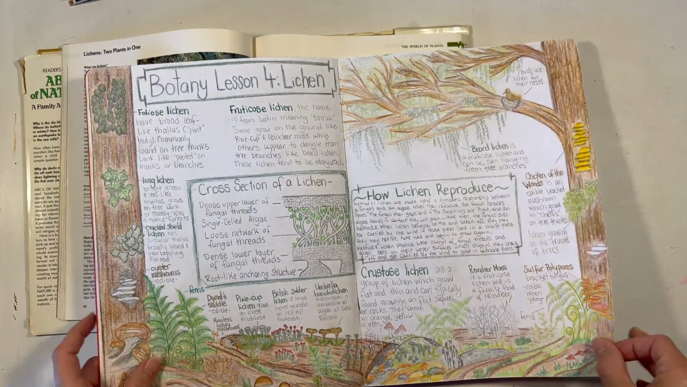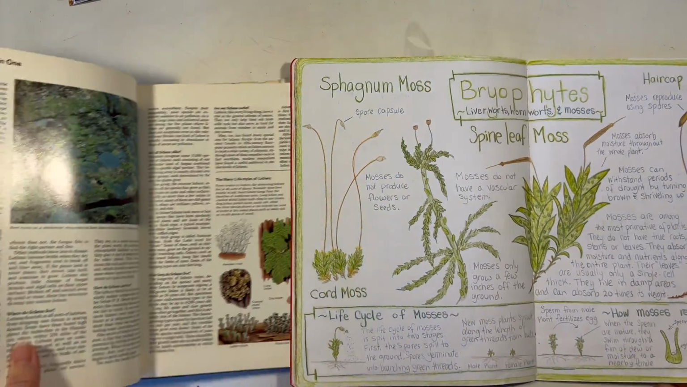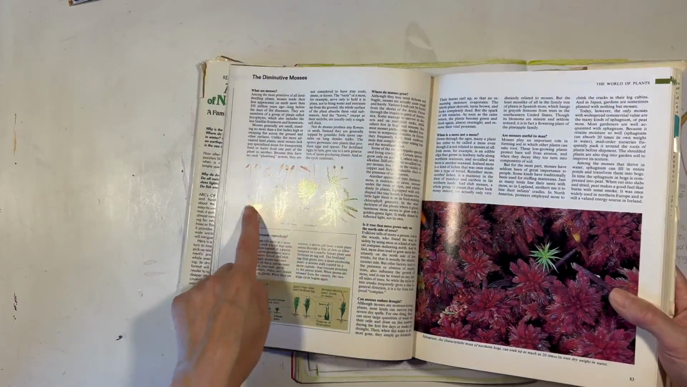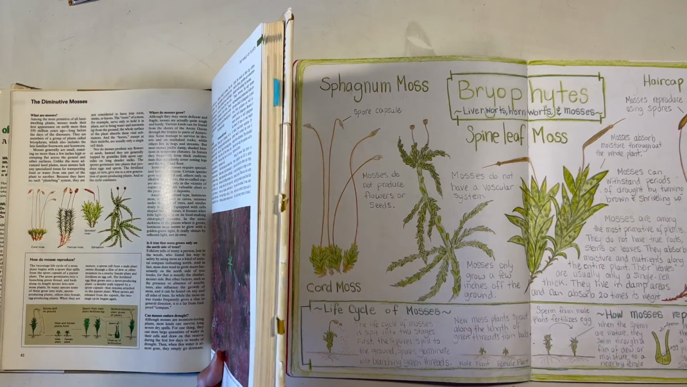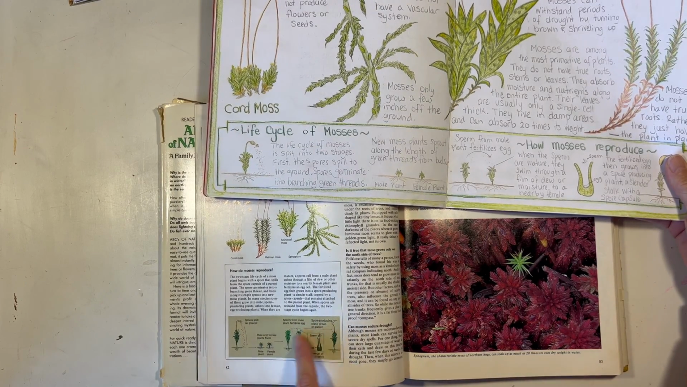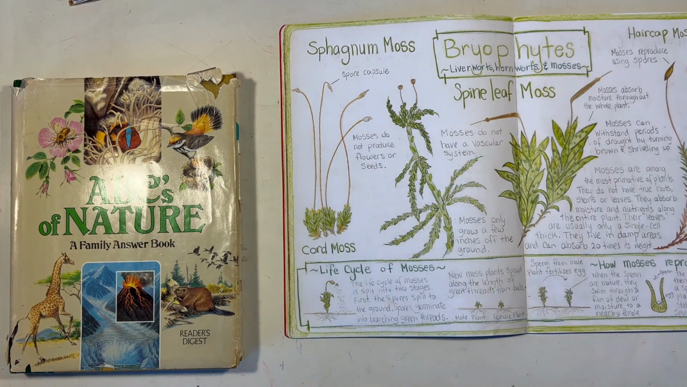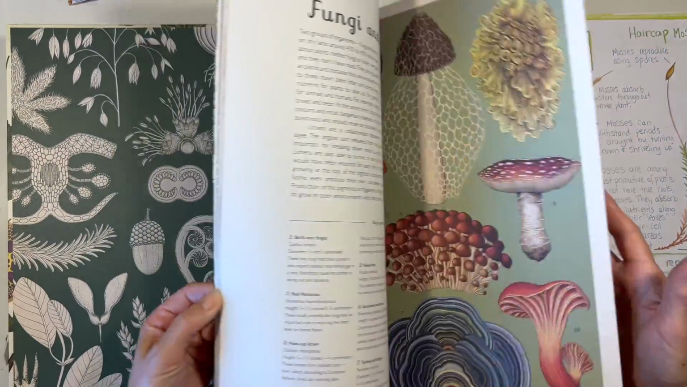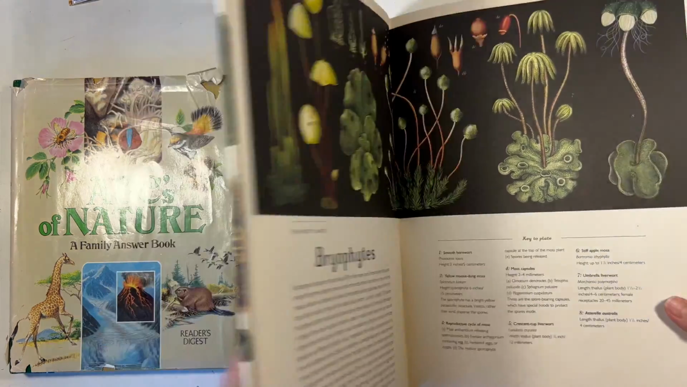Okay, moving on to the next lesson, we have mosses. And for this lesson, in addition to using the ABCs of Nature, you can see that this was the illustration inspiration for this. And then the life cycle of mosses, again, was used down here. So in addition to this book, we also used Botanicum, and there's just this 2-page spread that we used as well, and we read the information for that lesson.